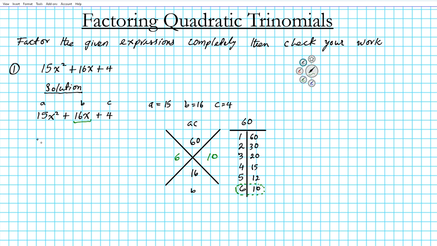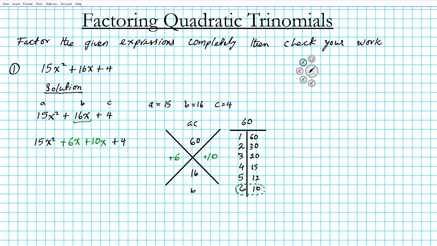So we have 15x squared plus, and they're both positive numbers, so they don't have any negatives, so the default sign is positive. If you don't have any signs here, the assumption is that these are positives. These are like coefficients of the linear term. So it's plus 6x plus 10x, plus 4. Now we have 4 terms.